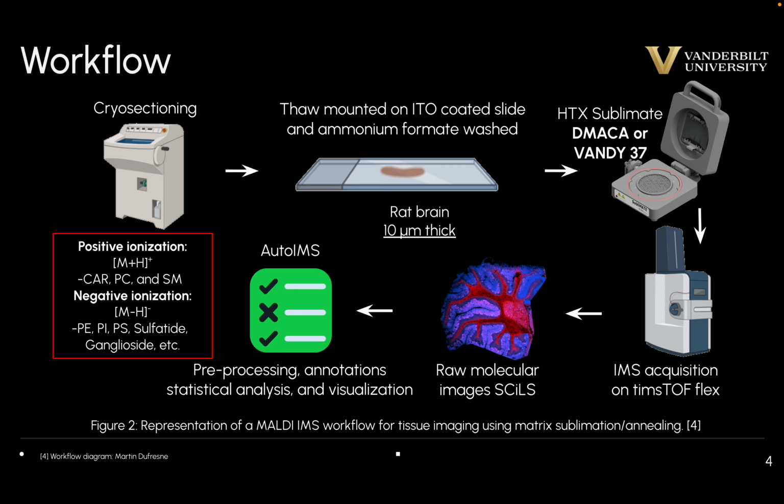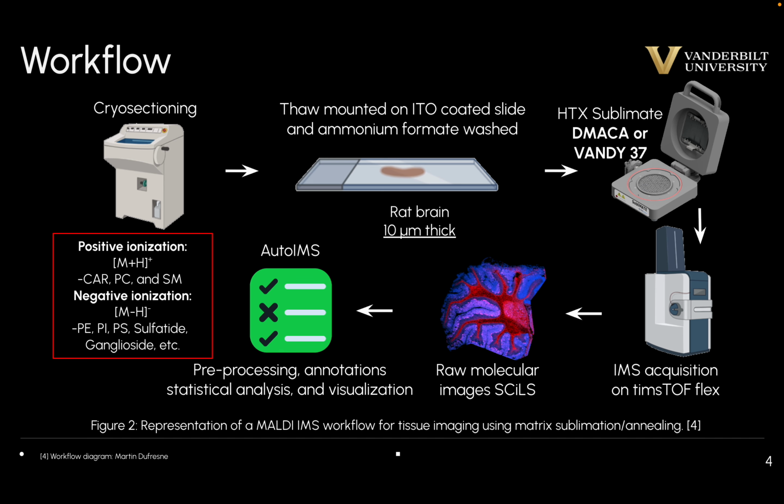But before we can even get into optimizing our workflow to get a high resolution image, we had to learn what a regular MALDI-IMS workflow looks like. So for the first part of our project, I had to work with rat brains, since these are very easily found, cut at a 10 micron thickness. So using our cryostat, I cut the rat brain at this 10 micron thickness and then thaw mounted them onto ITO slides and washed them with ammonium formate.